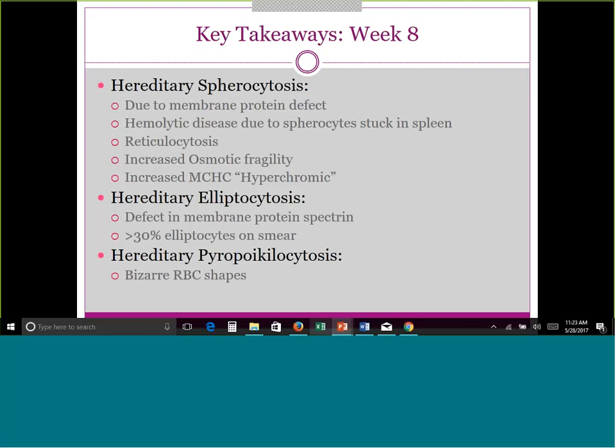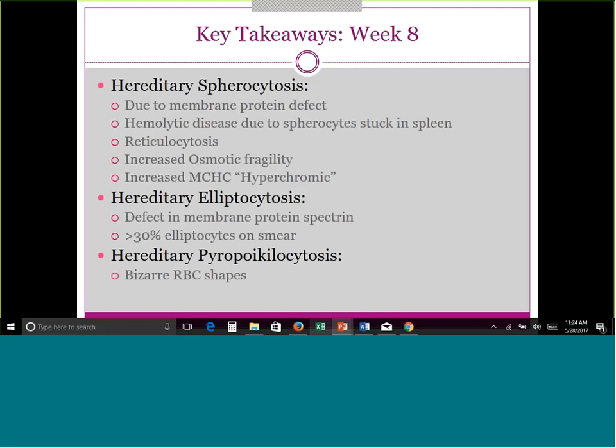For the spherocytosis, there was a test we discussed called osmotic fragility. Basically, because these spherocytes are so full on the inside, when you try to add more water to them, they burst really fast, and that's what we call osmotic fragility. And they have a high fragility. They're very fragile. They tend to burst compared to normal red cells. So that's a key finding.